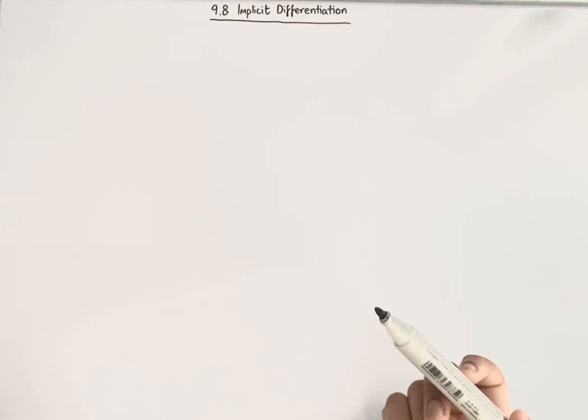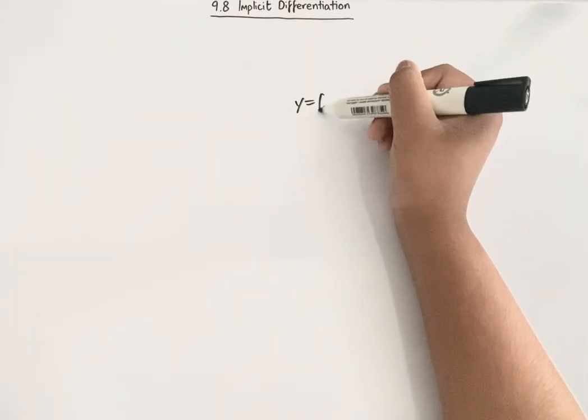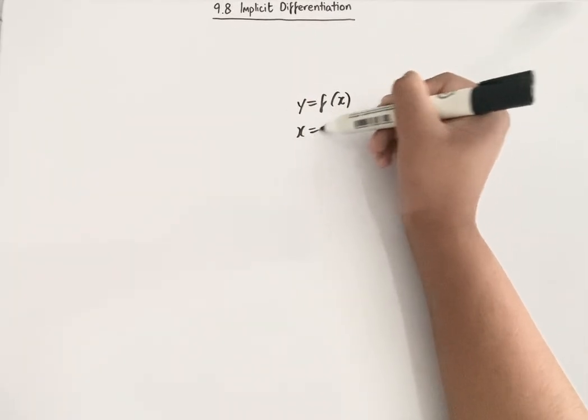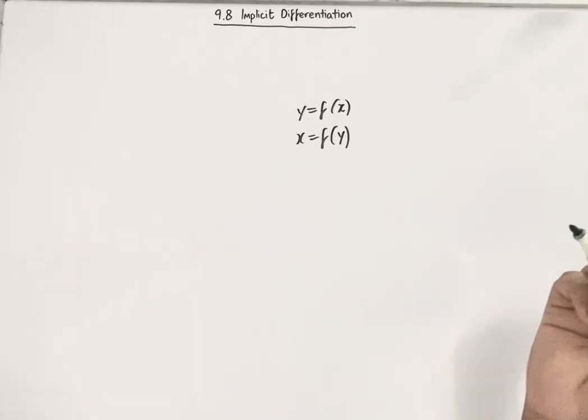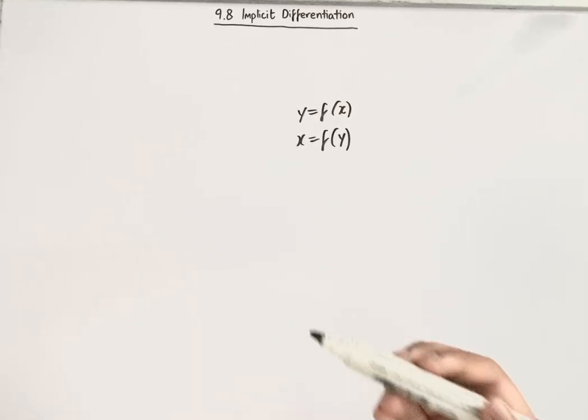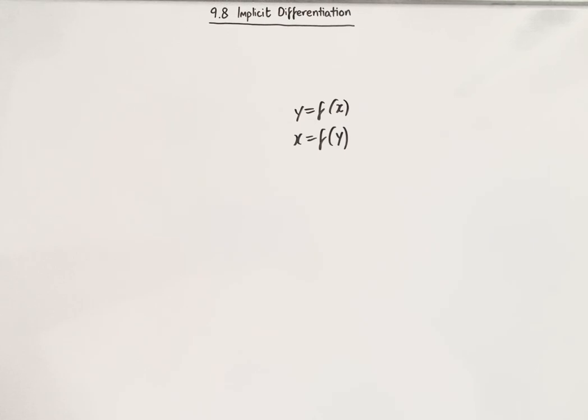Lesson 8, Implicit Differentiation. Sometimes it might be too difficult to rearrange an equation into the form y equals f of x or x is equal to f of y to find the gradient. You can sometimes differentiate these implicitly without having to rearrange them.